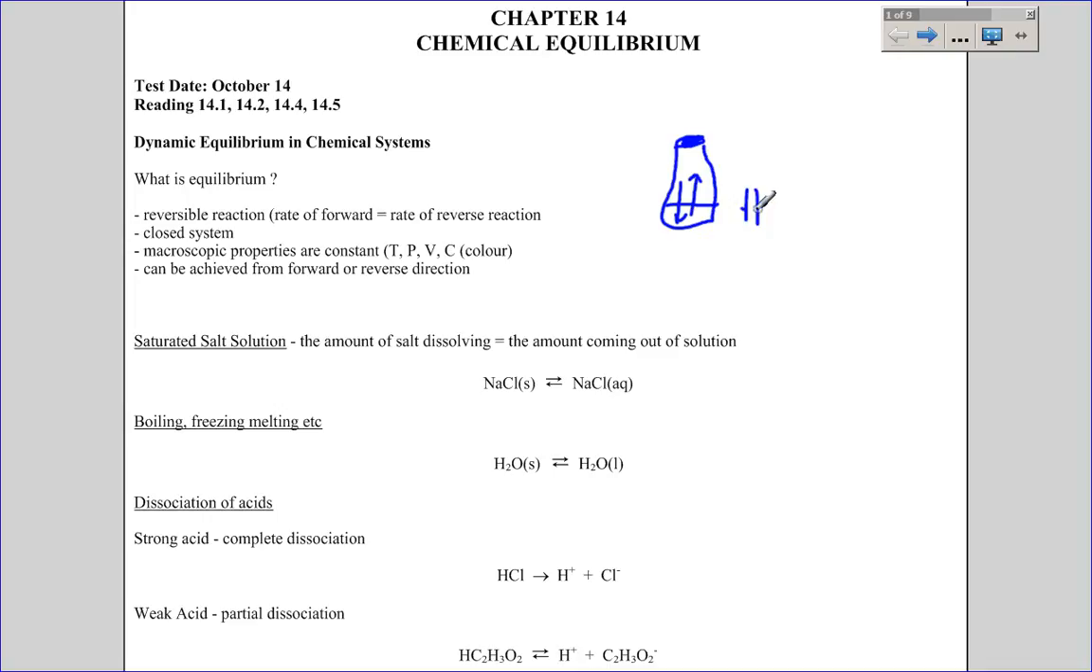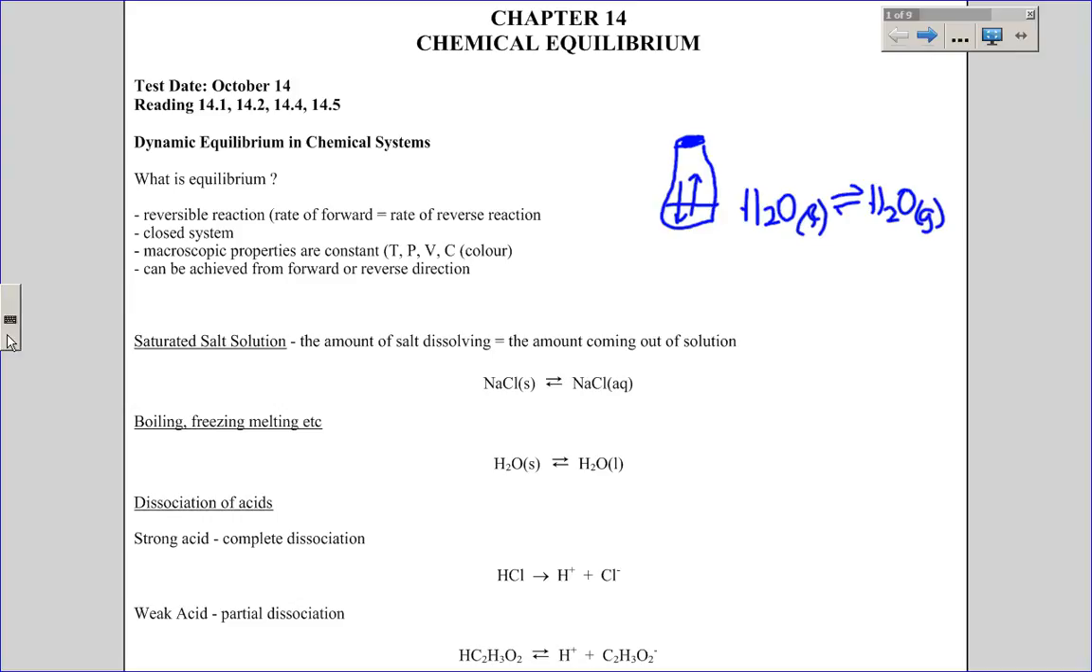So in this container, we have H2O as a liquid being converted into H2O as a gas, and at the same time we have the H2O as a gas being converted into H2O as a liquid. So we have evaporation and condensation happening at the same rate. Because they're happening at the same rate, for every molecule that evaporates, another molecule condenses. When we look at this system, it doesn't appear that anything is happening, despite the fact that it is quite dynamic. So we refer to these systems as dynamic equilibrium.